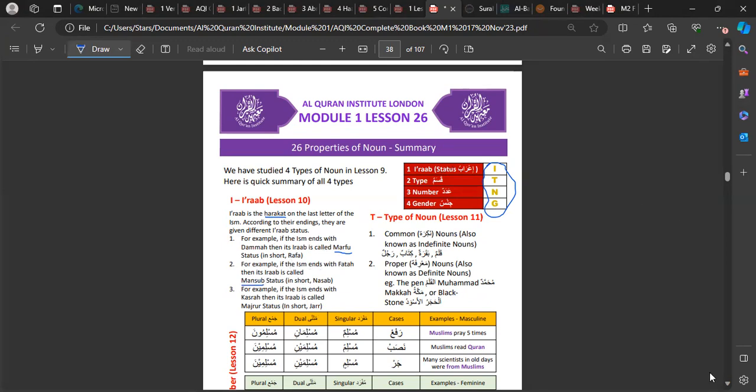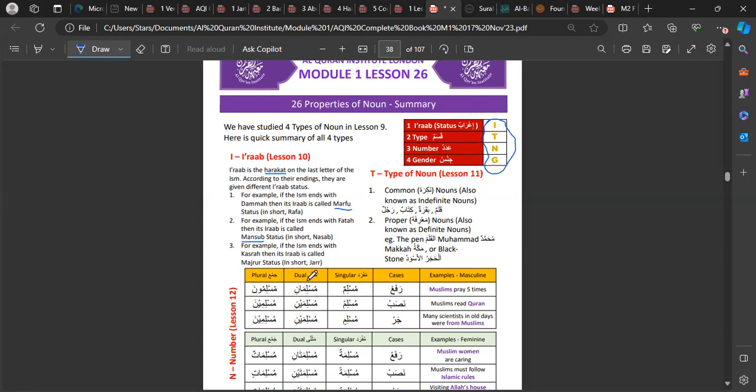And lastly, if the ism ends with a kasra, then its i'rab is called majrur status. So in short, jar. So those are the three statuses of i'rab. And as I said in the beginning, i'rab is one of the properties of noun. Jazakallah khair. Good, mashallah. That was very concise. Gave a summary. Good, alhamdulillah.